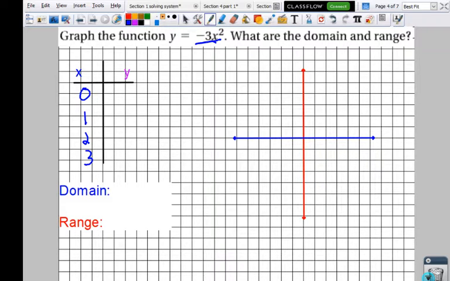Wowzers. Nice. Real snazzy. Silly donkey. I like my word, snazzy.